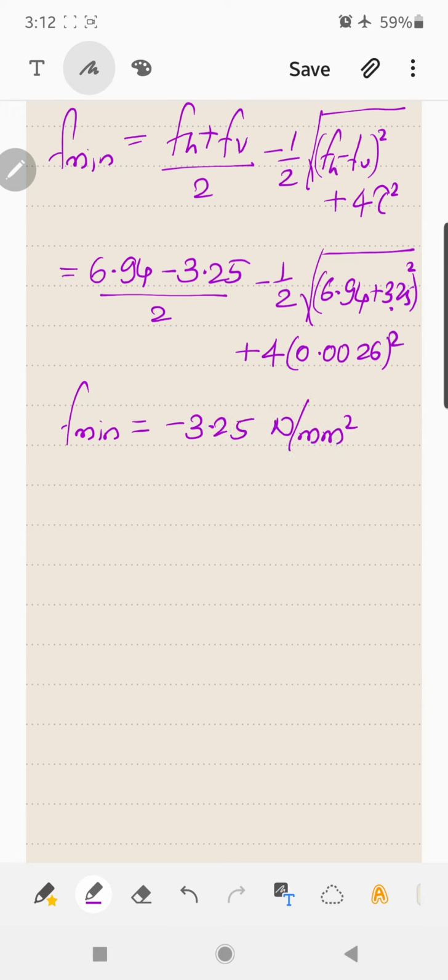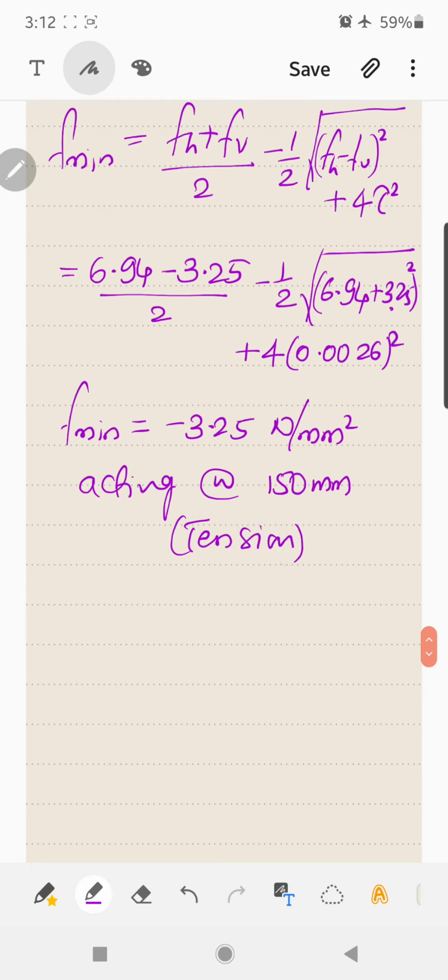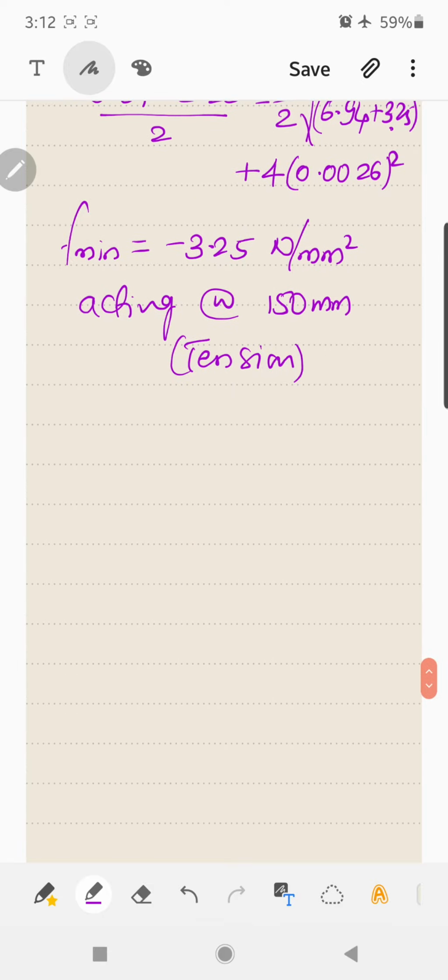So this is acting at 150 mm, and you get negative, so this is tension. Now this is the principal stress by Magnel's method. Now you can calculate even the bursting tension force also.